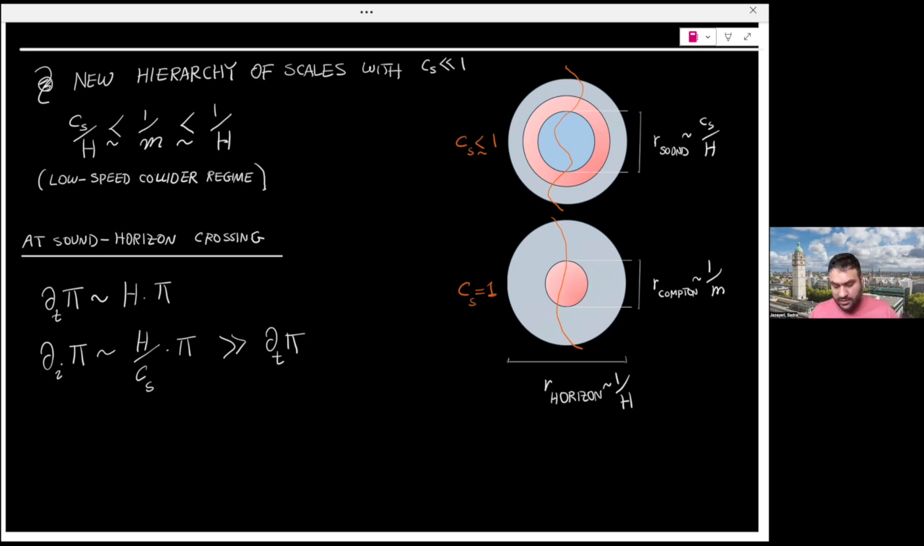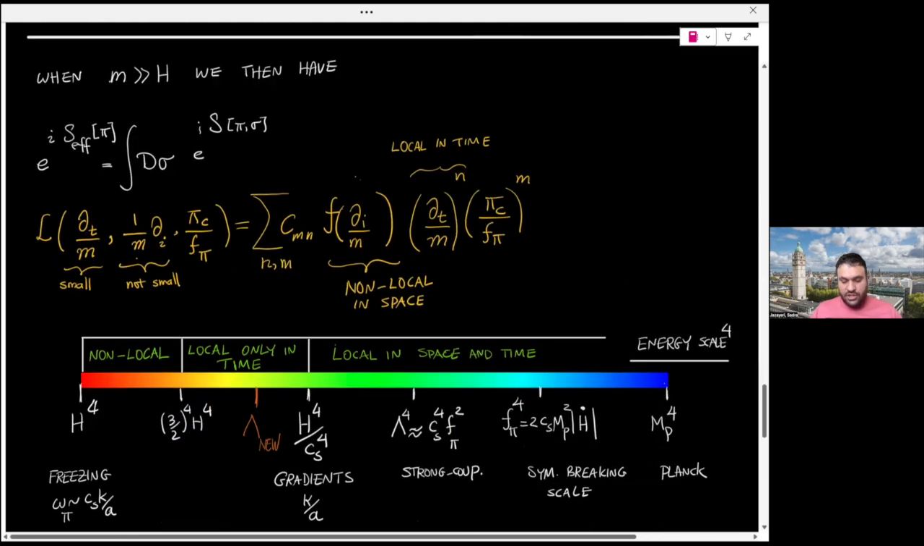So this is important because you can imagine, because the mass is much bigger than Hubble, you might think that, oh, okay, so I can just integrate out this massive field. And you can, but the important difference with respect to cs equal 1 is that the effective field theory that you end up with after integrating out the heavy field is organized as some sort of derivative expansion. So the time derivatives are suppressed by 1 over m, spatial derivatives also by 1 over m. However, the time derivatives are much smaller than the spatial derivatives.